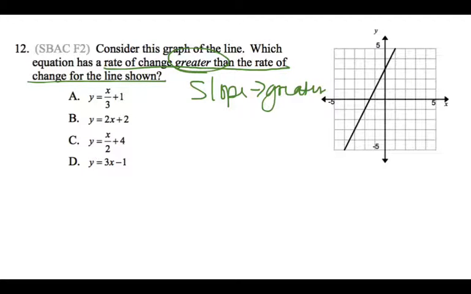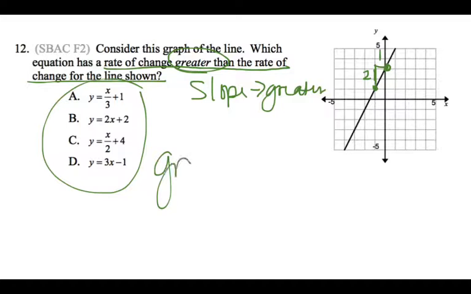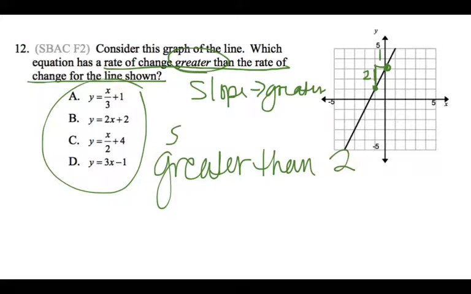Okay? So if I take a look at the line here, my slope for this line is 2 over 1. Okay? So slope of this line is 2 over 1. So I need one of these to have a slope that's greater than 2. Which of those slopes is greater than 2? The answer is D. 3 is the only number that's larger than 2, or greater than 2.